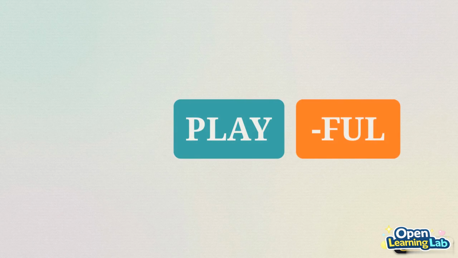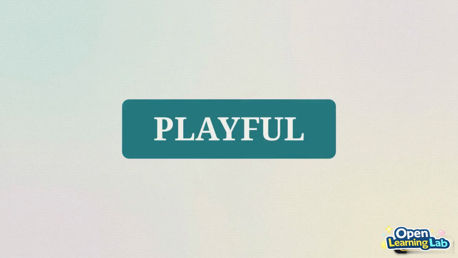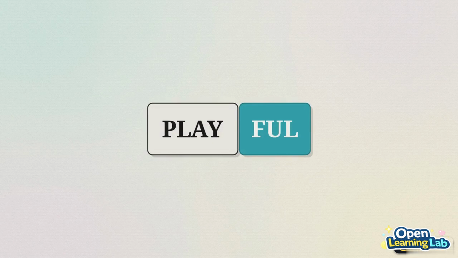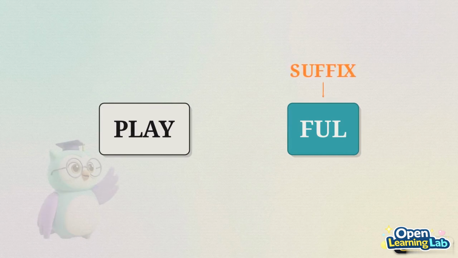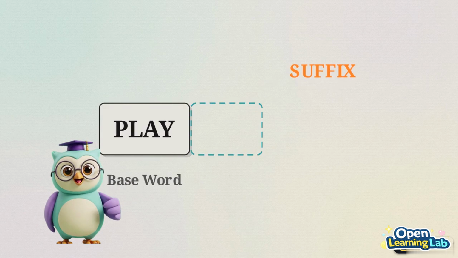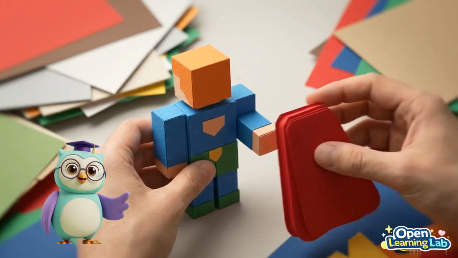At the word play on screen. If we take a tiny extra piece and snap it onto the end, we get playful. Just one little piece changed the entire word. Soon, I'll show you a piece that can make a word mean the exact opposite. That tiny letter group is called a suffix, added specifically to the end of a word to change its meaning.